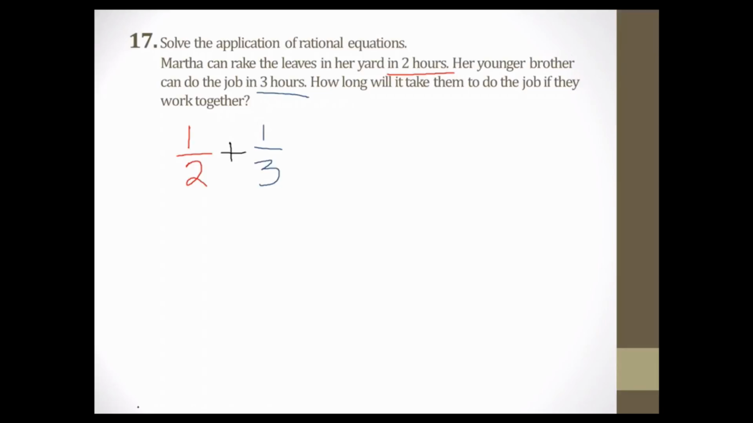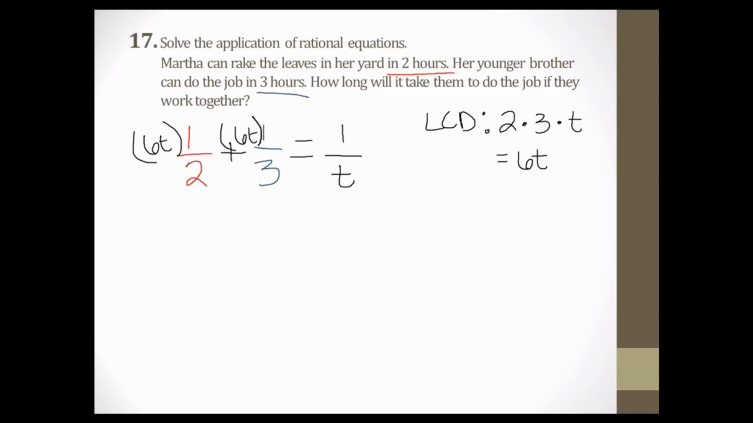And we want to see if we add them together, they work together, how long will it take them? So 1 over, we don't know, hours. So we're going to say that's t. So we want to solve this rational equation. So we want to multiply everything by the least common denominator. So if we're looking at 2, 3, and t, we want to include each of those factors in the denominator. So 2 times 3 times t is 6t. So let's multiply everything by 6t. So I'm multiplying by 6t right here, 6t right here, and 6t right there.